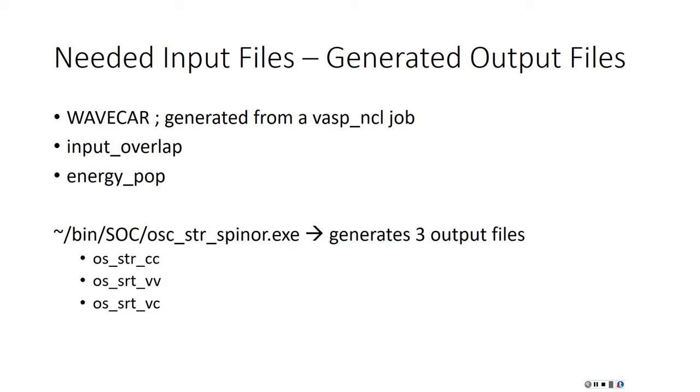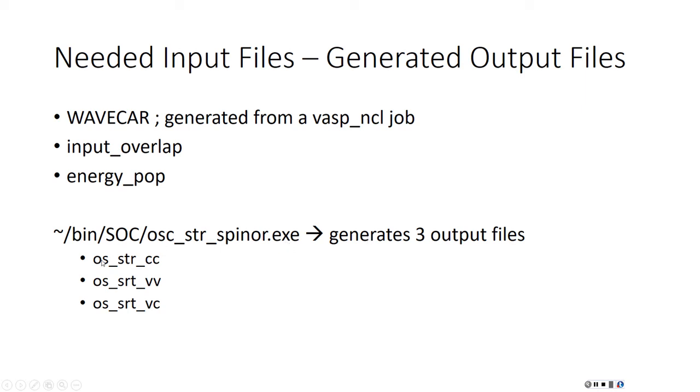Like when you tell VASP to run, you say run VASP. For spin orbit couplings, you have to run VASP_NCL. So just a technical thing. Then we put in our input overlap file, so that just tells it which orbitals we're looking for transition dipoles for. And then the energy pop, which is basically like our states file, but just for the orbitals that we want to look at. And then we call the script that computes the oscillator strengths for spin polarized jobs, which is in this directory here.